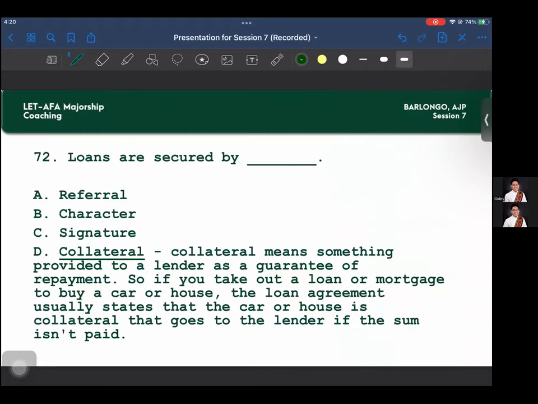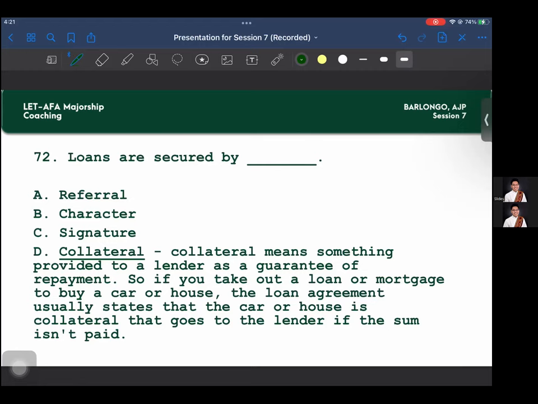So to discuss this further, when we say collateral, it means something provided to a lender as a guarantee of repayment. They need to have a guarantee that the borrower will pay after some time. If you take out a loan to buy a car or a house or a specific farm equipment, the loan agreement usually states that the specific thing you bought is collateral that goes to the lender if the sum isn't paid. This is very evident, especially now in the agriculture sector, in our farm marketing strategies. Of course, the government has many loans for our farmers. So this is also a key concept that you need to be familiarized with.